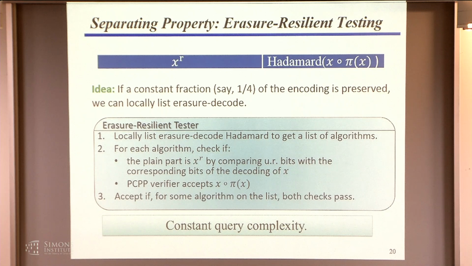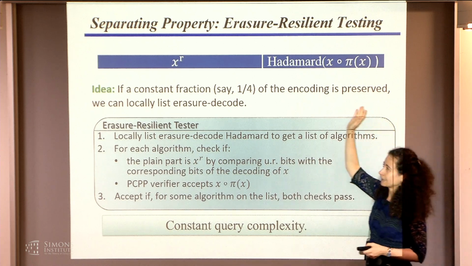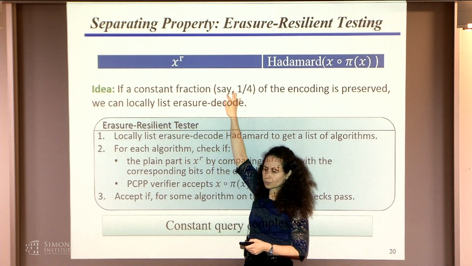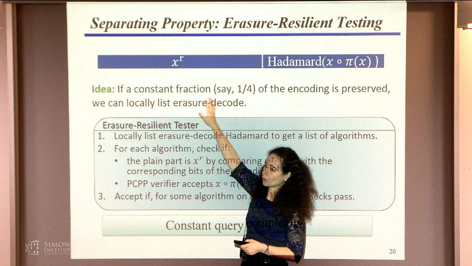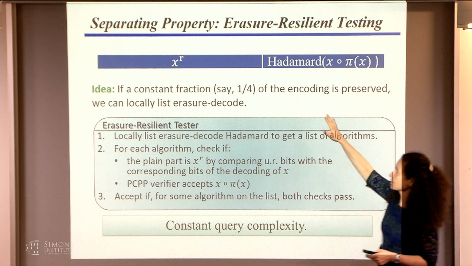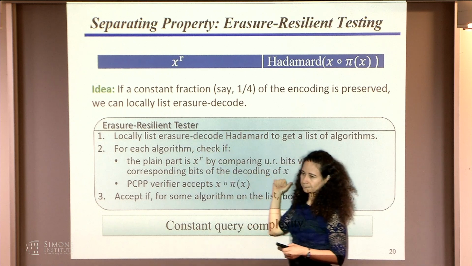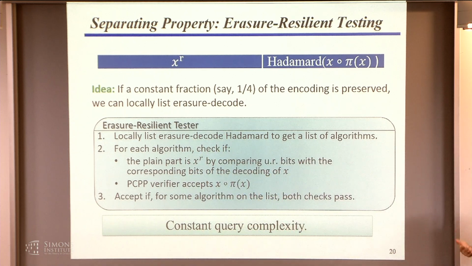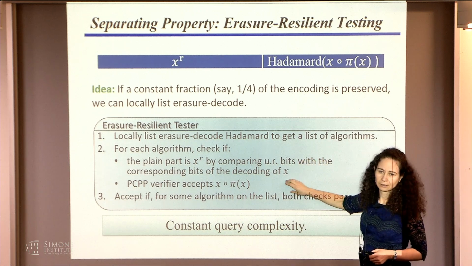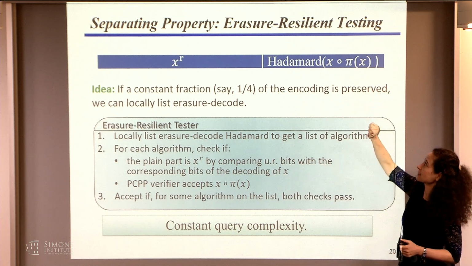The slightly harder thing to prove is that if our input is far from satisfying the separating property, then what we have here is far from being a repetition of some string x which satisfies the 3CNF property. Because this part is a constant factor longer, there has to be lots of mistakes in this part. Then at least one of these two checks is going to fail for every single proof, so for every single decoding of x and the proof.